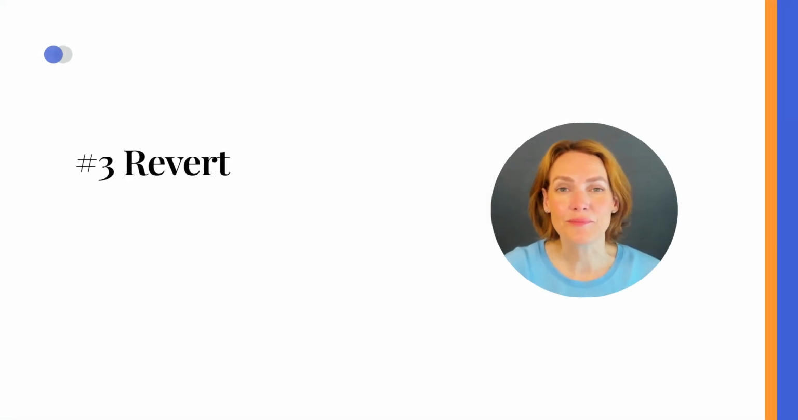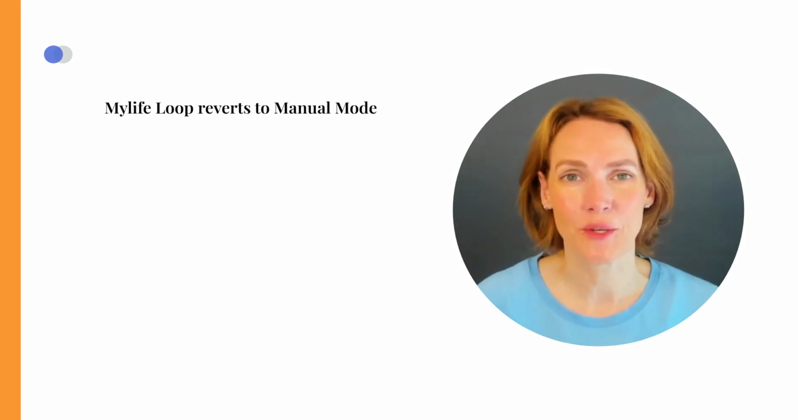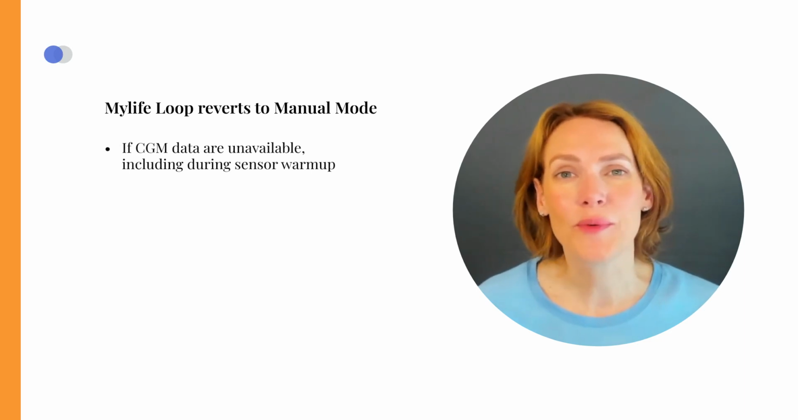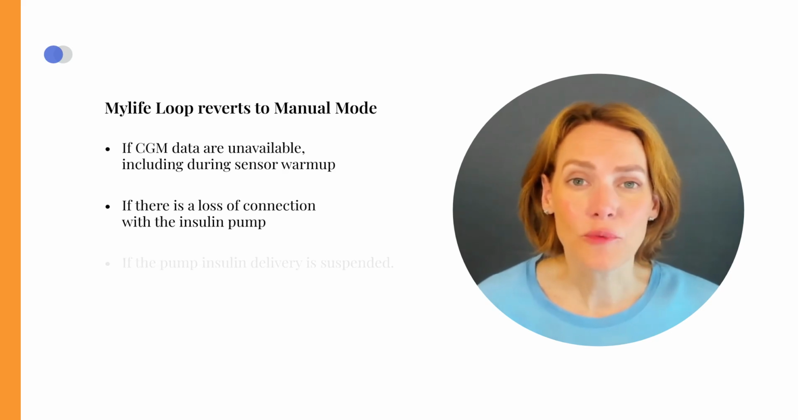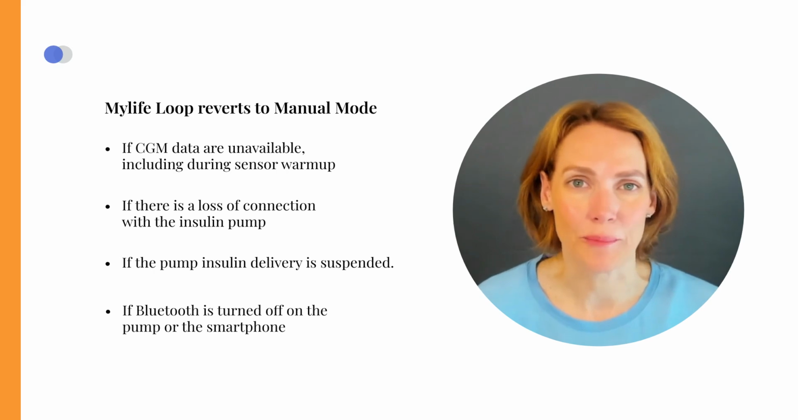3. Revert. Mylife Loop reverts to manual mode under various circumstances. If CGM data are unavailable, including during sensor warm-up, if there is a loss of connection with the insulin pump, if the pump insulin delivery is suspended, or if Bluetooth is turned off on the pump or the smartphone.